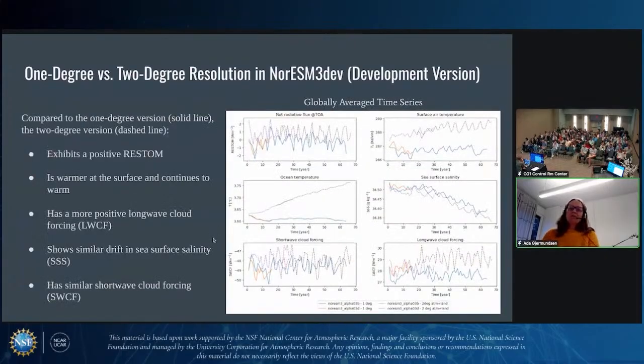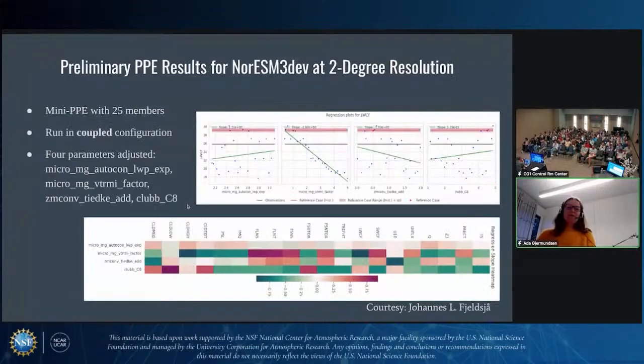If we just look at some globally averaged time series, we see that the 2 degree version exhibits a more positive top of the atmosphere imbalance. It's warmer at the surface. It also continues to warm. It has similar shortwave cloud forcing and similar drift in the sea surface salinity as in the 1 degree version. But the longwave cloud forcing is more positive, which is already too positive in the 1 degree version. So that was not so desired either.